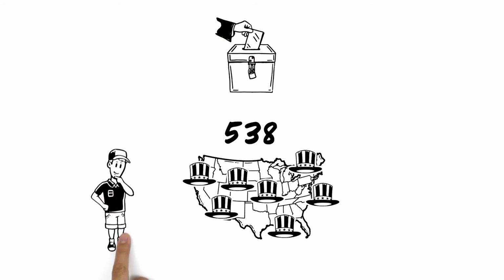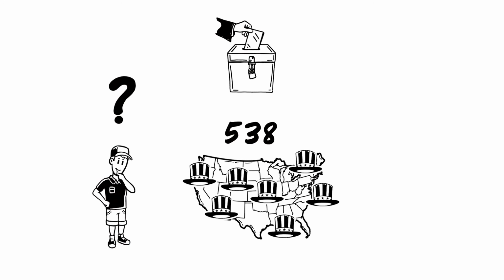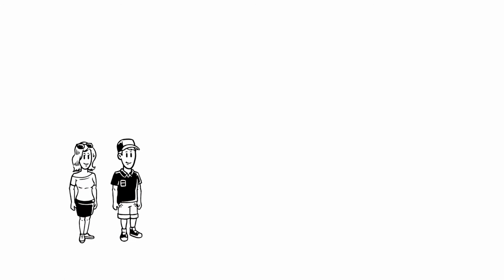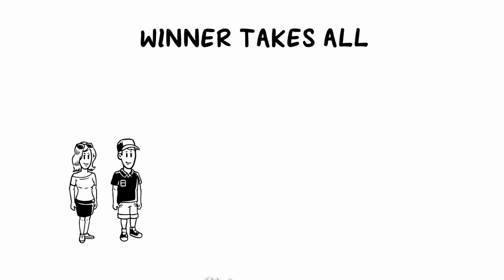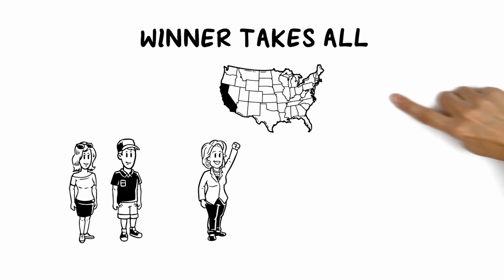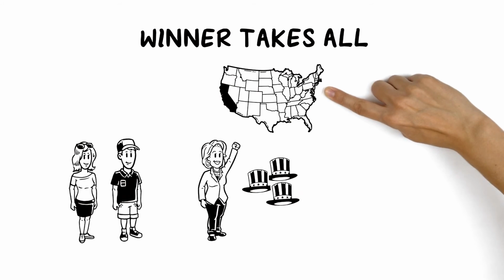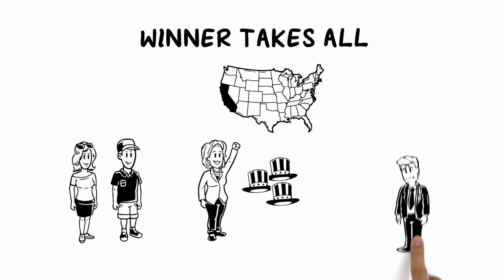Ben is curious about what happens with the votes for the electors. Anna explains to him that almost all states have the same policy: winner takes all. That means that the victorious candidate in a state is assigned all the votes of that state's electors. The loser gets nothing.